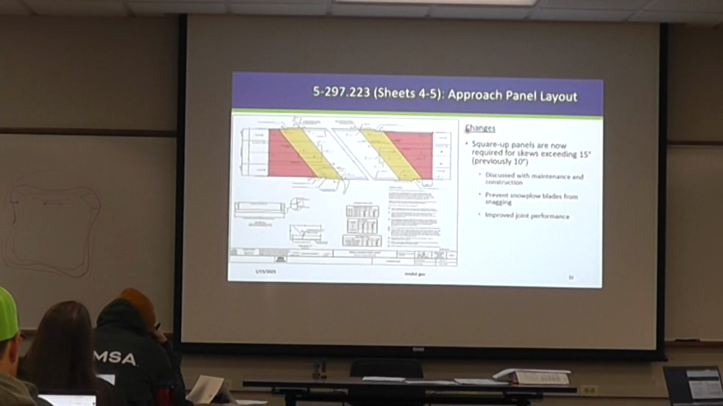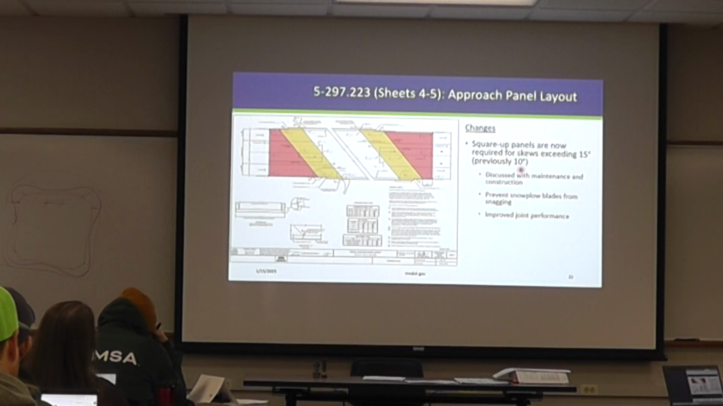All right, so the changes as well, I'm just walking through it again. So here's where we have that separate square up panel. And those used to be required for skews exceeding 10 degrees, but we spoke with maintenance and construction folks, and they were fine going up to 15 degrees for that limit now.